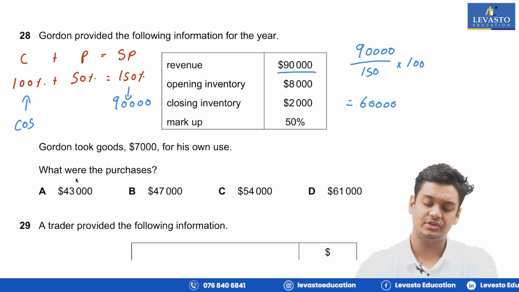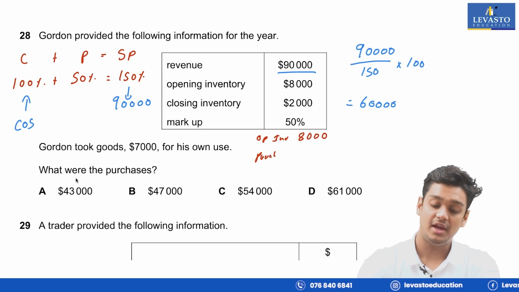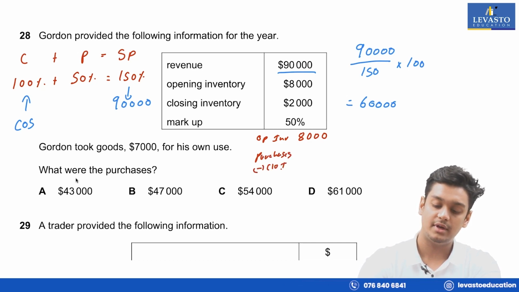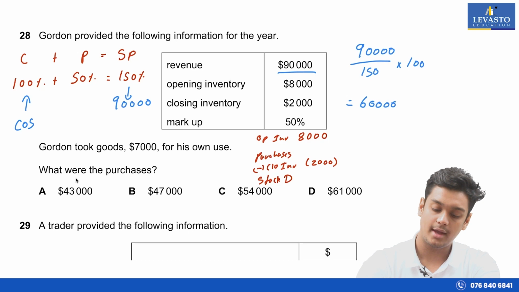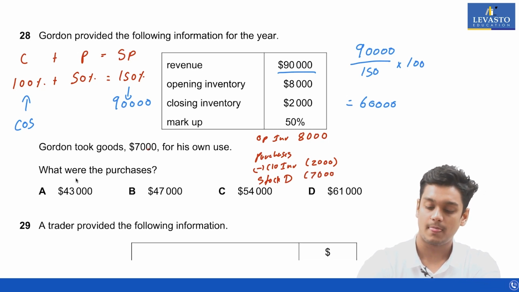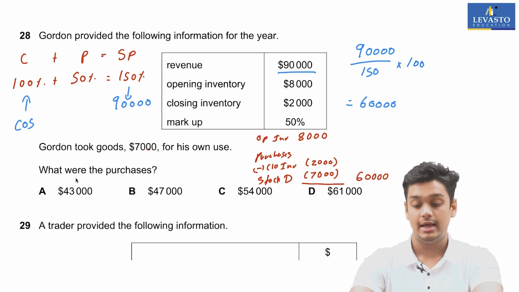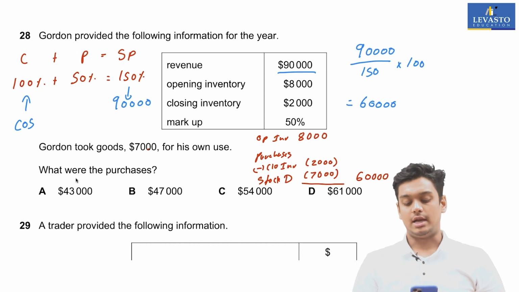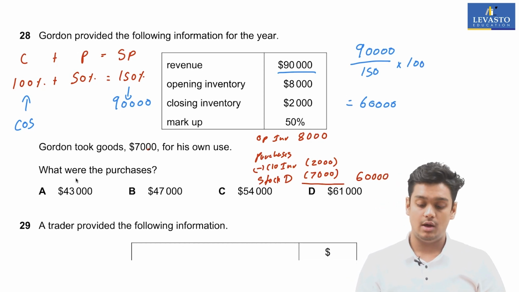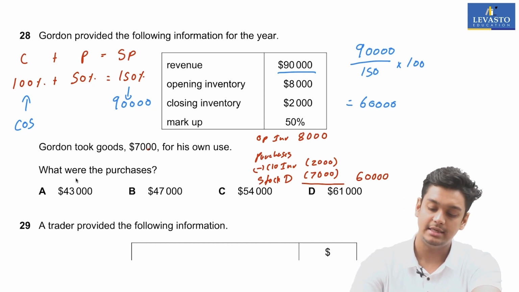Now, what are the components of cost of sales? Opening inventory, we have it 8,000. Purchases, that's what we are finding. Closing inventory, we have it 2,000. Stock drawings, we have it 7,000. We know the ultimate answer is 60,000. Now we can work backwards. Working backwards means whatever you are supposed to add, you minus, and vice versa. So let me add 7,000, subtract 8,000, add 2,000, I will get 61,000 as an answer. Do we have an option for 61,000? Yes, we do. The answer is D.